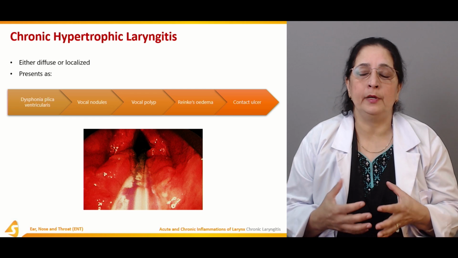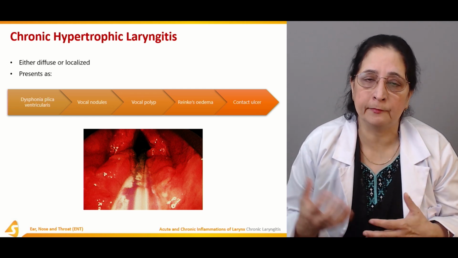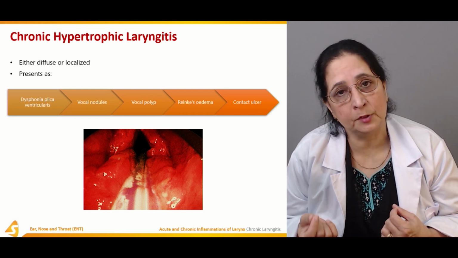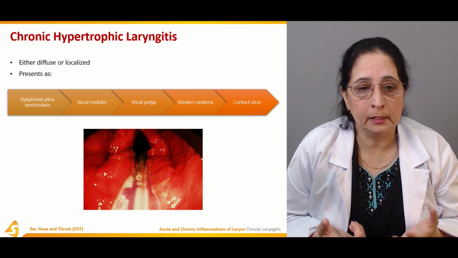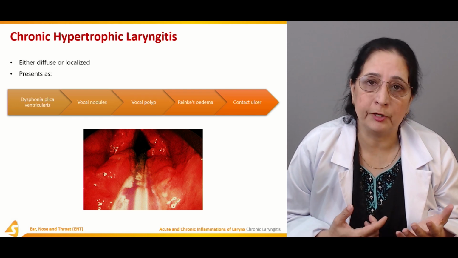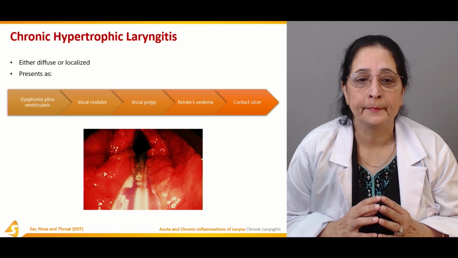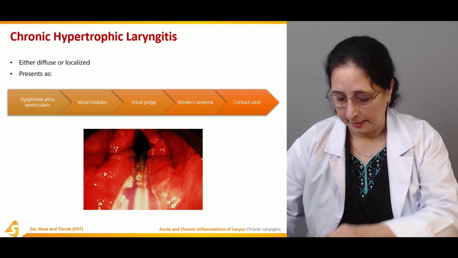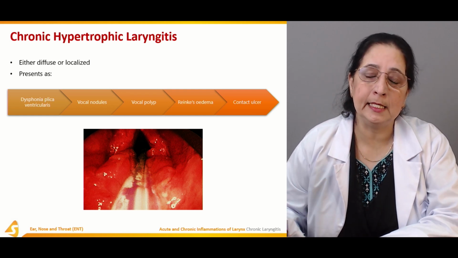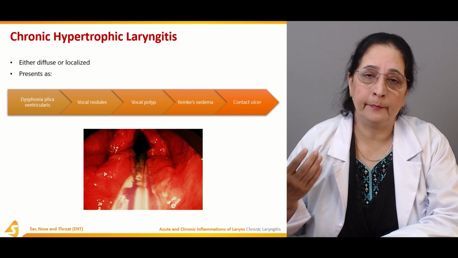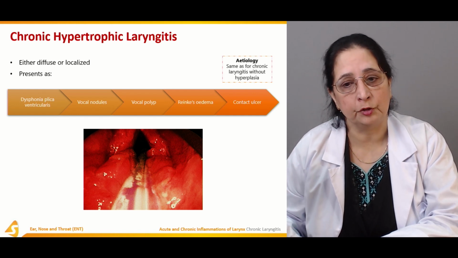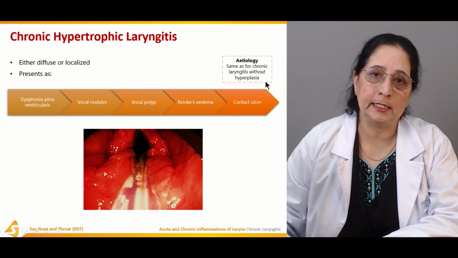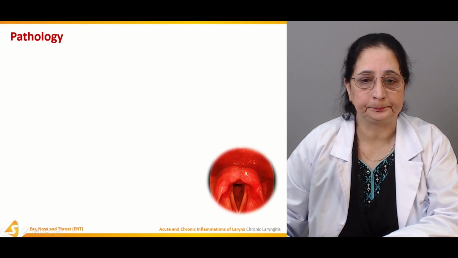Because of hypertrophy, there is formation of polyps, which is a bulge of the mucosal lining, and then there is sometimes nodule formation. There is dysphonia plica ventricularis. So these are all the features present in patients with hypertrophic laryngitis, and they can very easily be differentiated from the condition without hypertrophy. Etiology is the same as for laryngitis without hyperplasia.